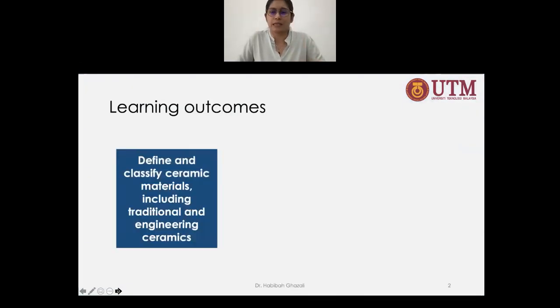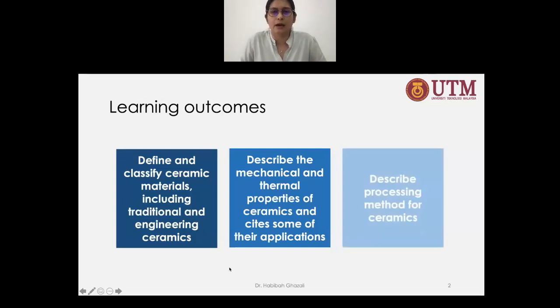So let's begin our class. That's just a brief introduction. The learning outcomes for this lecture: by the end of this lecture, or when you do your revision, if you can achieve all these three learning outcomes, it means that you have mastered this topic. You should be able to define and classify ceramic material, including traditional and engineering ceramic. You should be able to describe the mechanical and thermal properties of ceramic and cite some applications, and you should be able to describe the processing methods of ceramic material. So these are the three learning outcomes today.